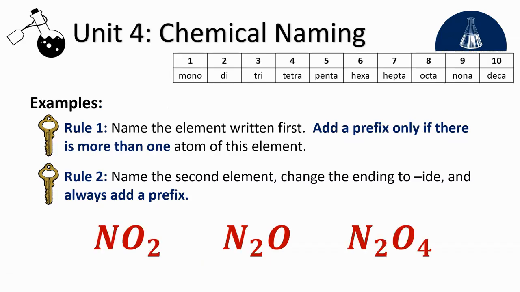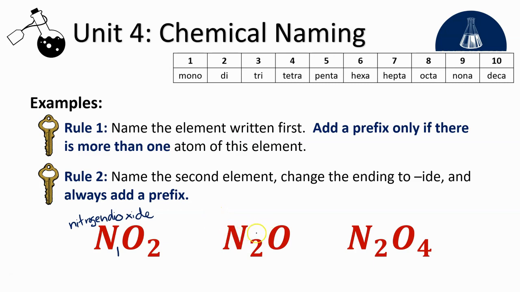We're going to wrap it up with 3 more examples to really put these rules all side by side. Here we have NO2. I'm going to name the first element nitrogen. And since there's only one nitrogen, it does not get a prefix. The second element will change to oxide, and the second element always gets a prefix, dioxide. So the official name here would be nitrogen dioxide.